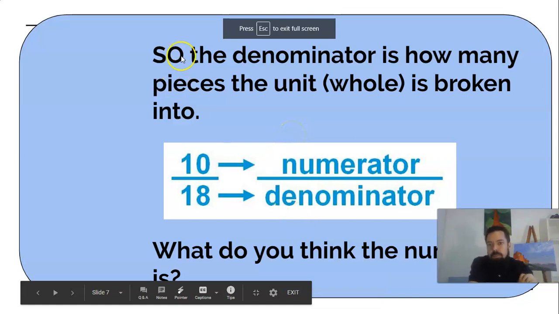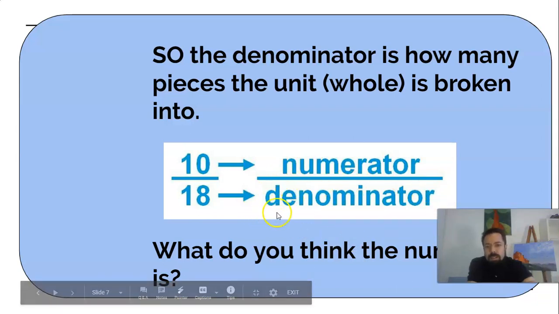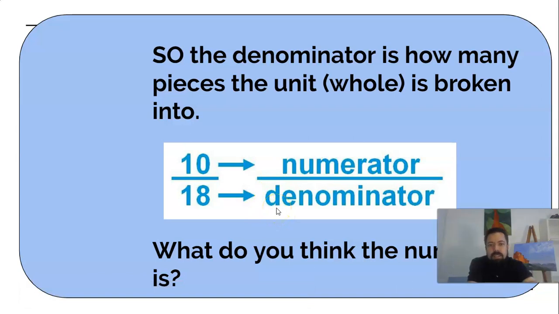Okay, so the denominator is how many pieces the whole, or the unit 1, is broken up into. That's the bottom number. And what do you think the numerator is? Come to that in a moment. Lots of people use different ways, but sometimes children get mixed up between which one's at the bottom and which one's at the top. I always remember that the denominator starts with a D, and so it's down. So the denominator is at the bottom, and the numerator, the other one, is at the top.